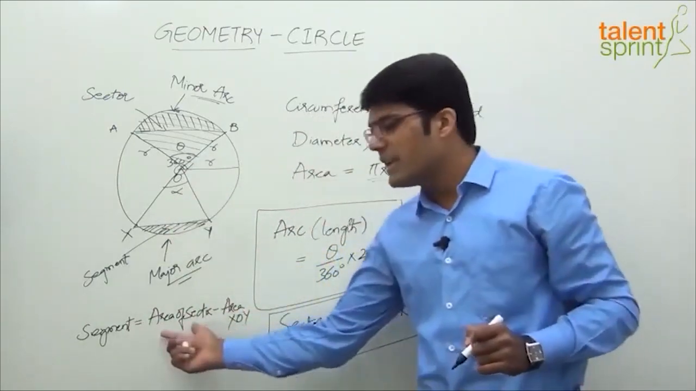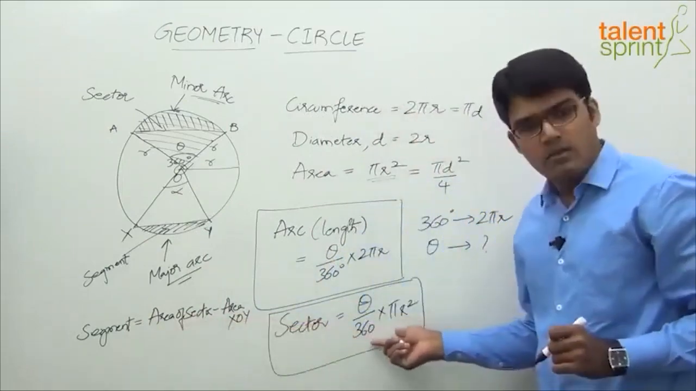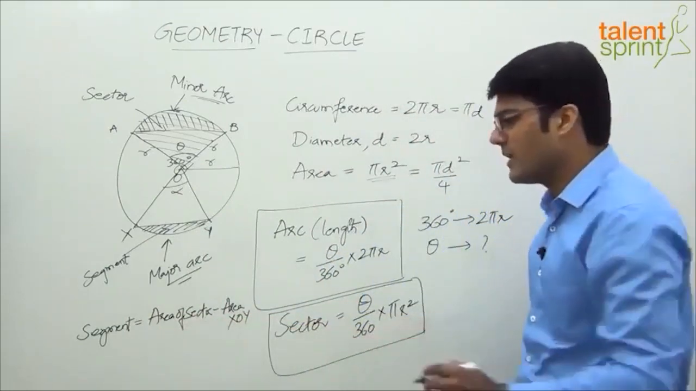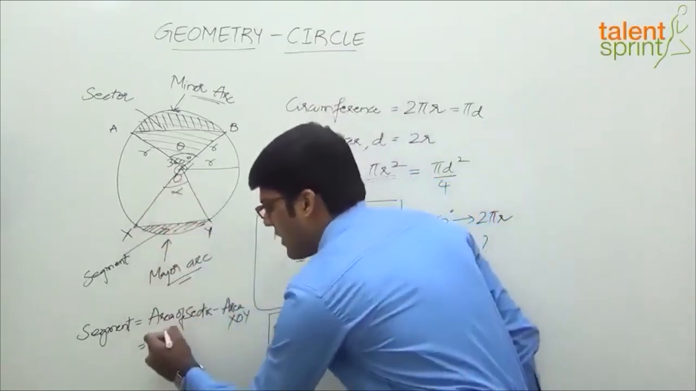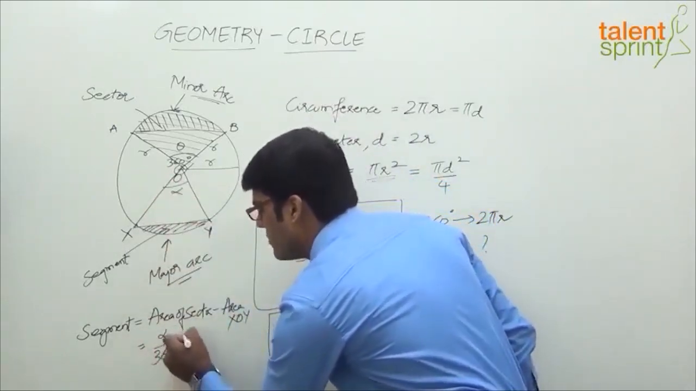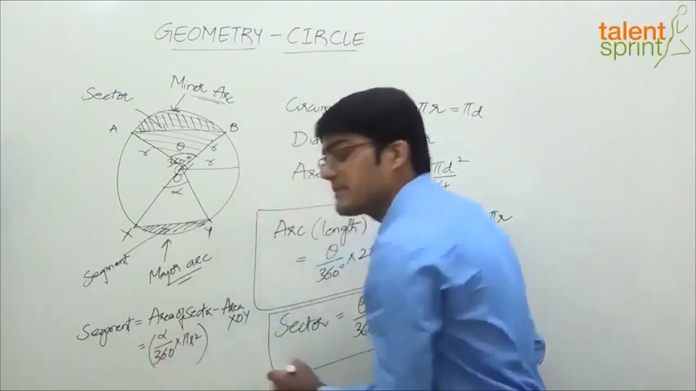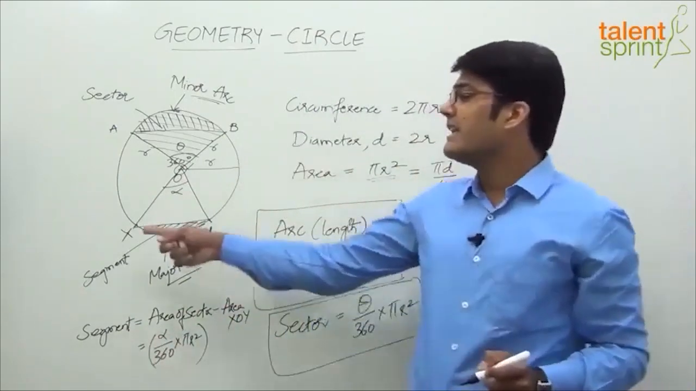Now we all know how to measure the area of a sector: theta by 360 into pi r square. What is the area of this sector? The angle subtended at the center has been taken as alpha. So alpha by 360 into pi r square is the area of the sector, minus the area of the triangle XOY.